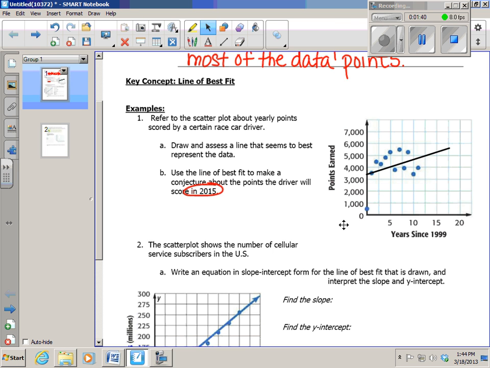So here you have our line like that, and I am looking for where this is crossing my y-axis. It's crossing in between 3,000 and 4,000 points. And so what I need to say about this is that the points are very close to the line, but not on the line.